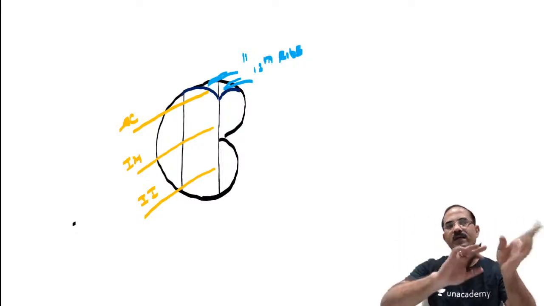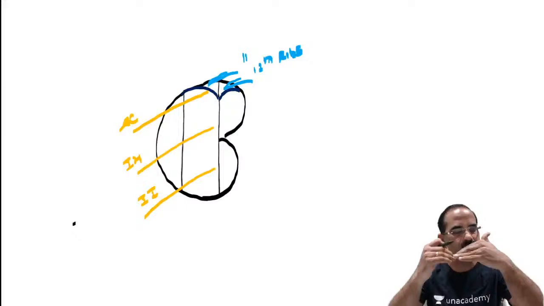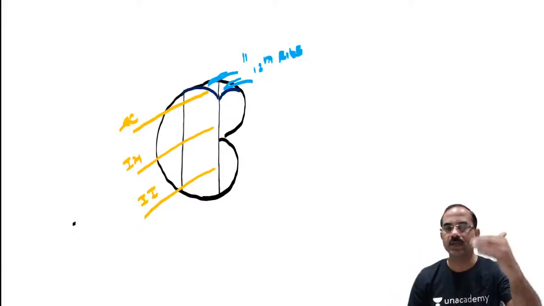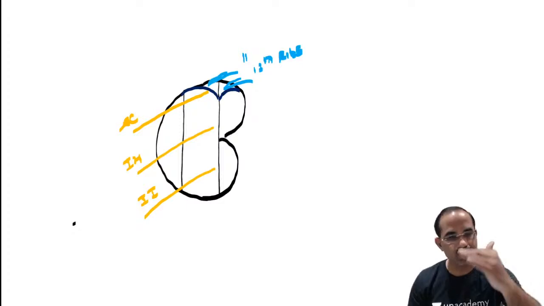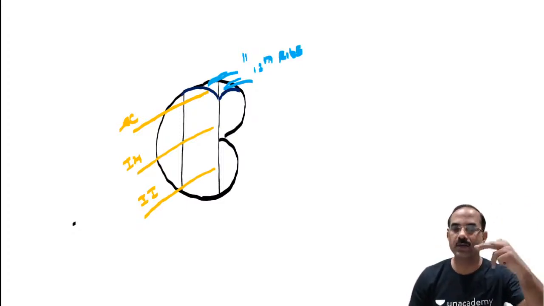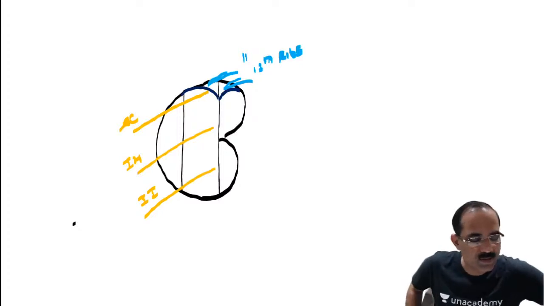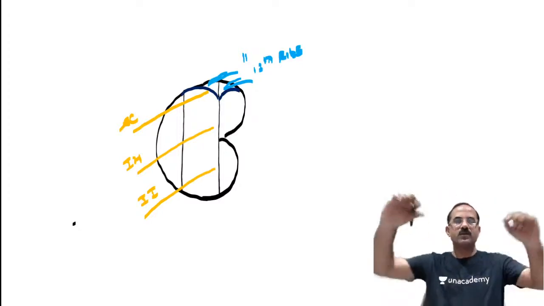There is just one difference between the right and left kidney. Right is related to 11th and 12th rib and the left is related only to the 12th rib. The right is related only to the 12th rib, sorry, and the left is related to the 11th and the 12th ribs. Okay. Clear students? So this becomes the posterior relations of the kidneys here.